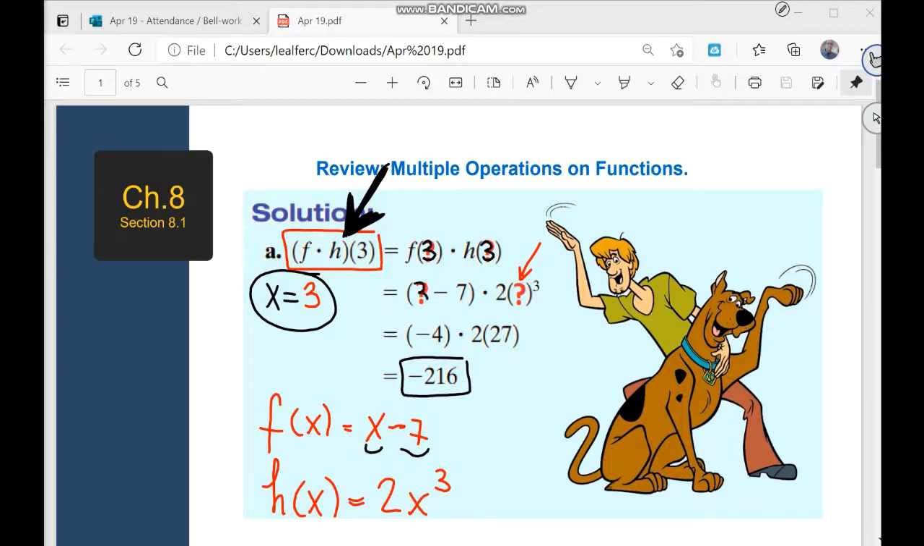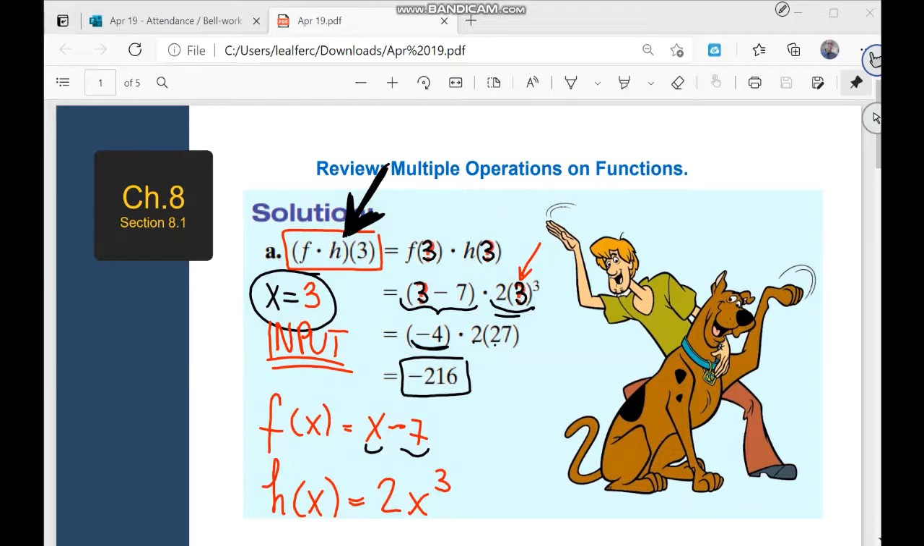You plug in x equals 3 for function f, and the output is 3 minus 7, which equals negative 4. This is the output, okay? And for function h, 2 times x cubed, so x equals 3, 2 times 3 cubed, and the output is going to be 2 times 27, or 54. Okay? That's the right answer. This is the input, x equals 3. Thank you, Ewell. Thank you, Darwin. And thank you, Kalia.